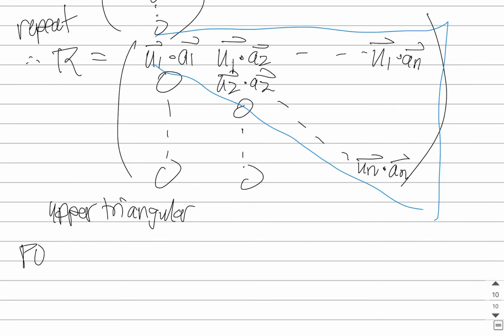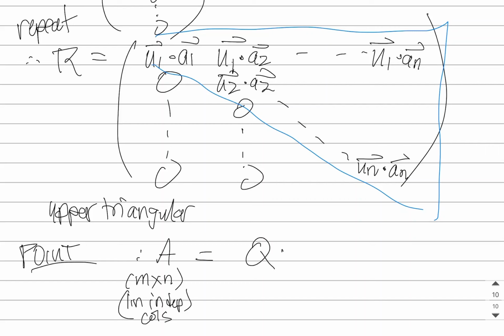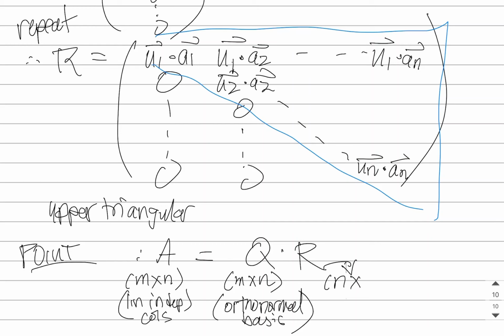So what is the point of all of this? You can take your original matrix A, which is m by n. It has linearly independent columns. You can write it as a factorization. There's a matrix Q that's also m by n. It has the orthonormal basis. And then you multiply it by this upper triangular matrix R. Now, in order to make all of the dimensions work, this matrix has to be square and n by n, and it is upper triangular.